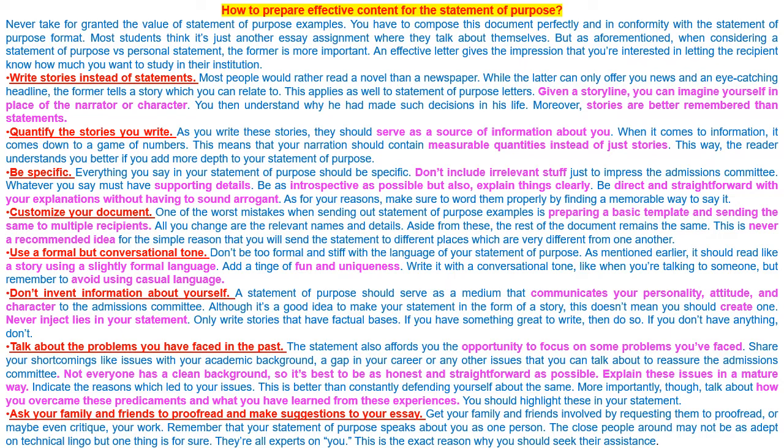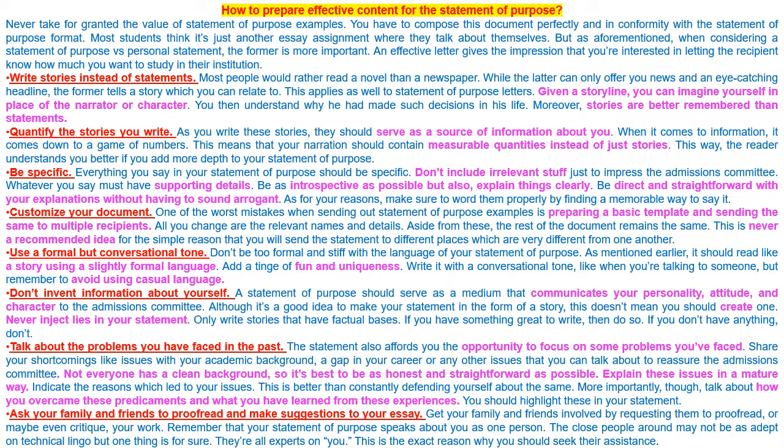Customize your document. One of the worst mistakes when sending out statement of purpose examples is preparing a basic template and sending the same to multiple recipients. All you change are the relevant names and details. Aside from these, the rest of the document remains the same. This is never a recommended idea for the simple reason that you will send the statement to different places which are very different from one another.